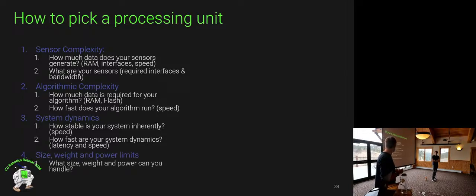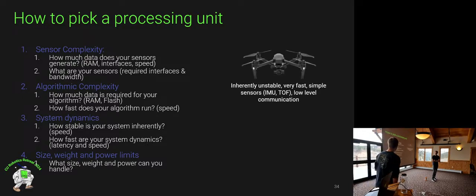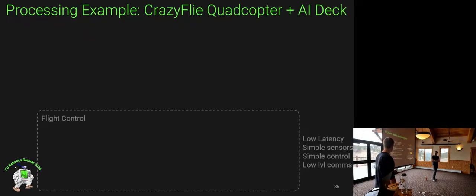Okay. So, picking a processing unit. We'll go through this pretty quick. Again, sensor complexity, how much data, that kind of stuff. Algorithmic complexity, how fast you need to be able to process data, how fast you need to execute your real-time controller, for example. Your system dynamics are going to play into this. If you have a quadcopter where you need stability and your system is inherently unstable, you might need something that's really low latency to make sure you're going to have all your poles in the left-hand plane and be stable. And again, if you are building a small scale robot, you obviously can't put a Jetson Nano on it. Size, weight, and power is going to be a huge driver as well.